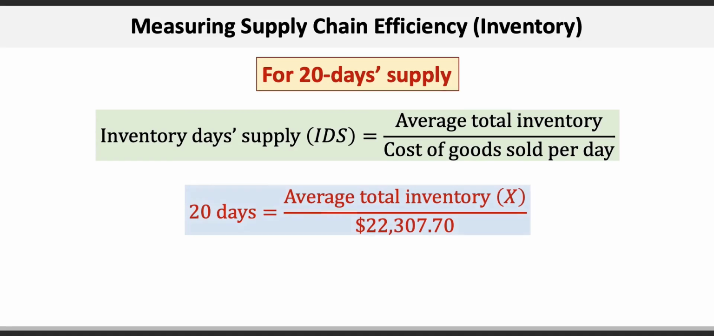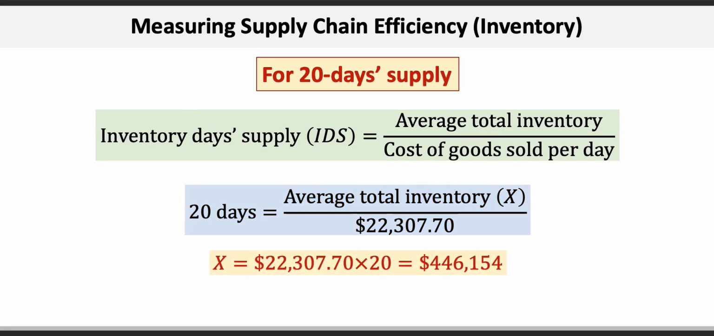To do this, we can just adapt the IDS formula we were using. Instead of calculating the number of days, we know the number of days we want is 20, so the formula can be written as 20 days equals average total inventory, or X, divided by 22,307.7 cost of goods sold per day.